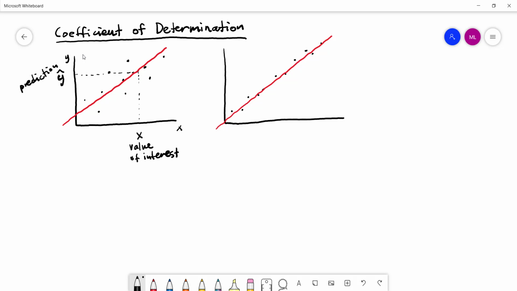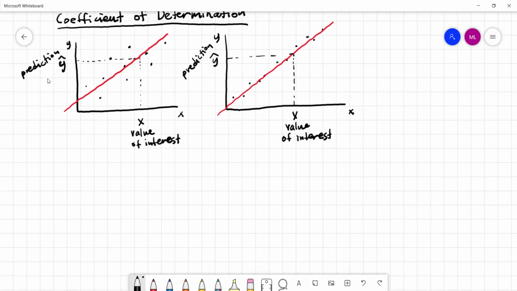And we can do the same thing over here. Maybe there's an x value right here, our x value of interest. We've got our x and our y, and it will predict some corresponding y hat value that is our prediction. Okay, so we've done it in both cases. Which one of these two predictions is going to be a better prediction? Which one is going to be more reliable?